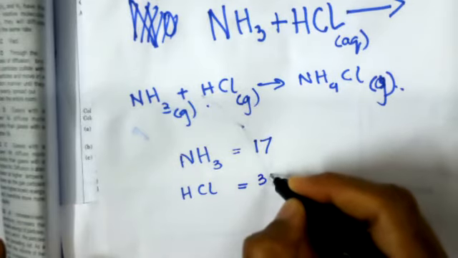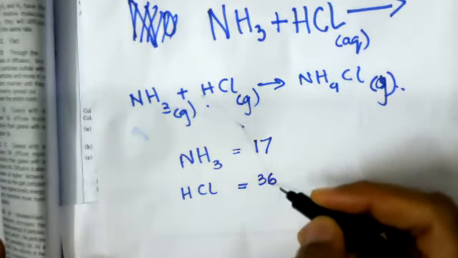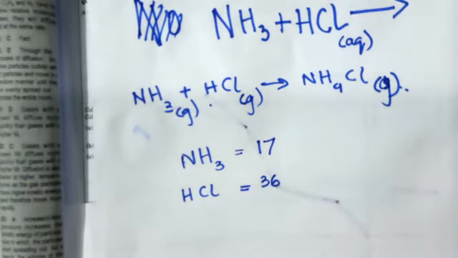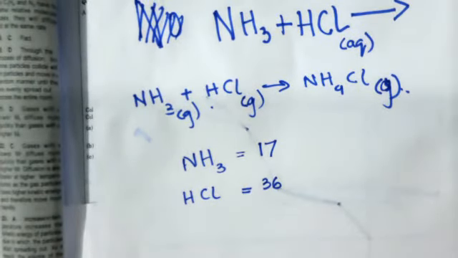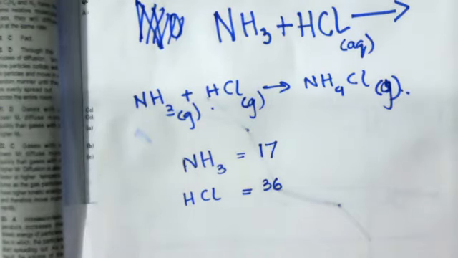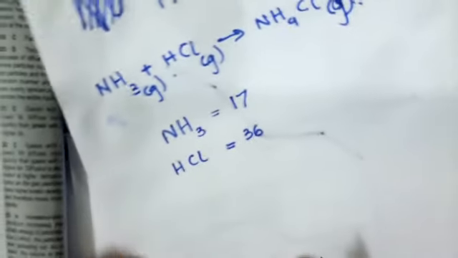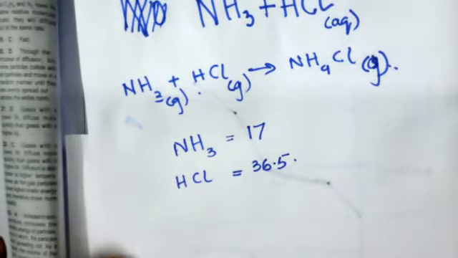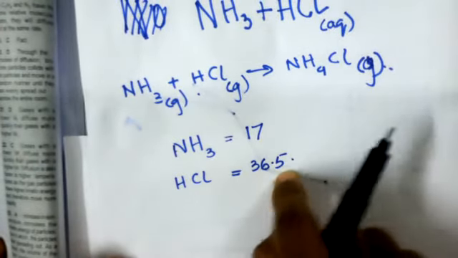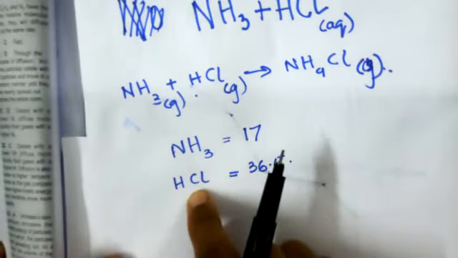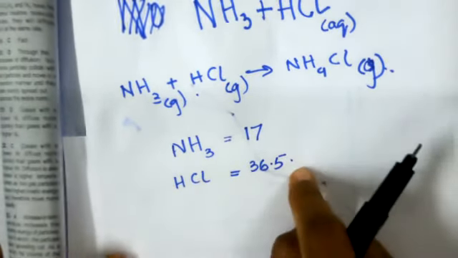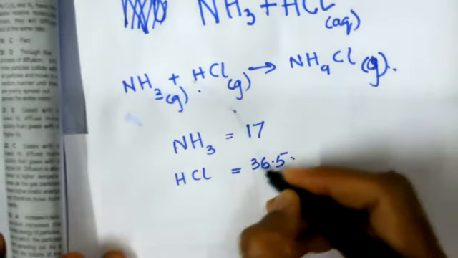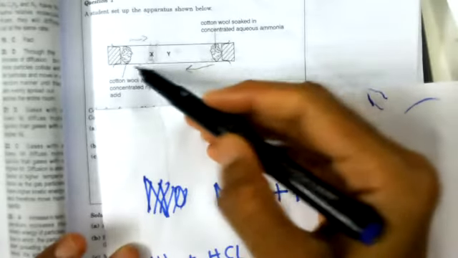Nitrogen is 17. Chlorine is 35.5. Teacher, hydrogen is 1 and chlorine is 35 already. So 35 and 1 makes 36. Yeah, 36.5 if we take the 0.5, because the average atomic mass of chlorine is 35.5. So you can see that hydrogen chloride is heavier. Can you see it's heavier? That's why the precipitate is closer to hydrogen chloride.